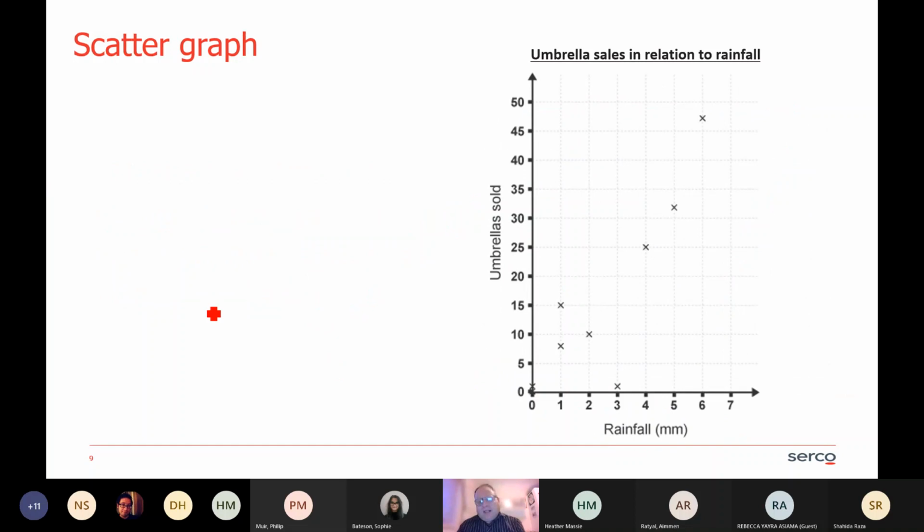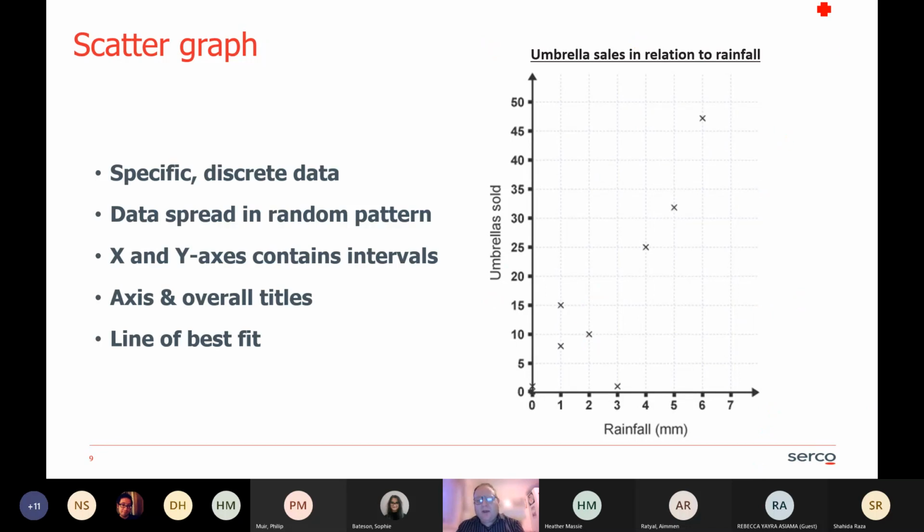And the key difference with the scatter graph, if you look, is that it looks very similar. In this case, we've got umbrella sales in relation to rainfall in a given place. Again, we've got our x-axis going up from 0, and it's going up in millimeters of rainfall this time, and we've got labels and everything as we need. On the y-axis, we've got numbers of umbrellas sold. The lowest here looks like maybe 1 or 2. So they've started on 0 and gone up in 5s, which makes sense.